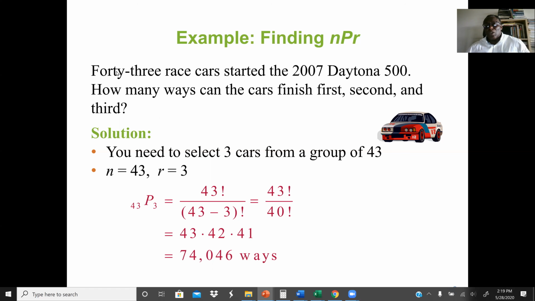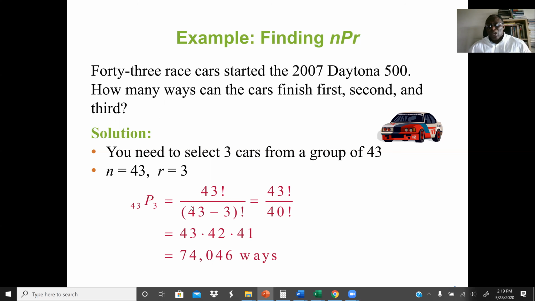Again, reading the question, we have 43 race cars. We want to know the first 3 finishing. So we want to know the permutation of 3 cars out of 43. First, second, third. The order is important, so we have to use permutation. If the order is not important, we use combination.